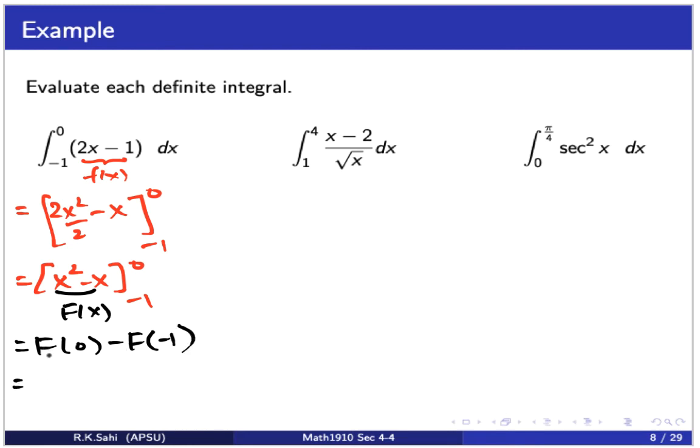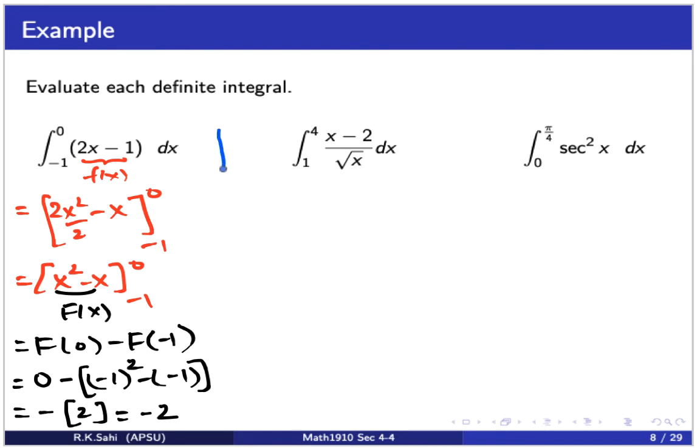Now what's F of 0? Basically everything is a 0 here. So it's 0 minus, because two terms are there, the value at minus 1. So it's minus 1 squared minus of minus 1, which is going to be what? Minus. This is 1 plus 1, 2. So the final answer, negative 2.